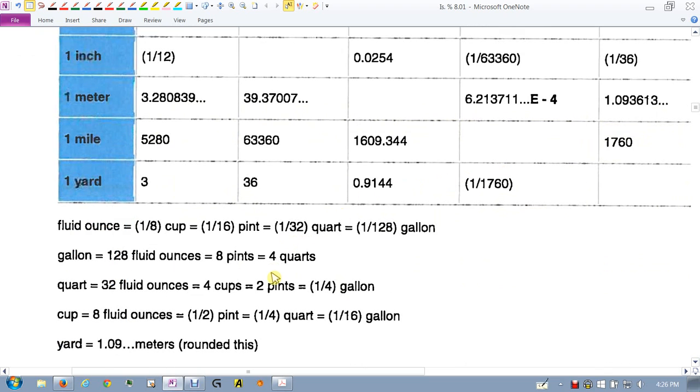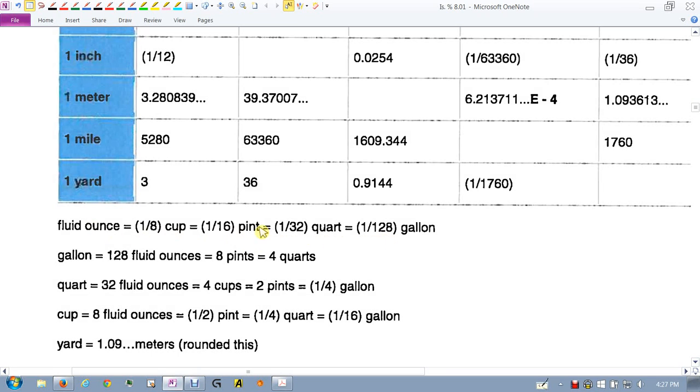All right, there's more stuff here that we're not going to get heavily into in examples, but you should know they're here. A fluid ounce is 1/8 of a cup, is 1/16 of a pint, is 1/32 of a quart, is 1/128 of a gallon.